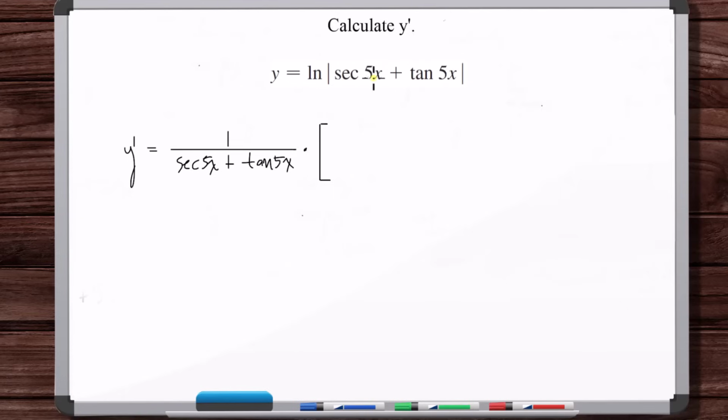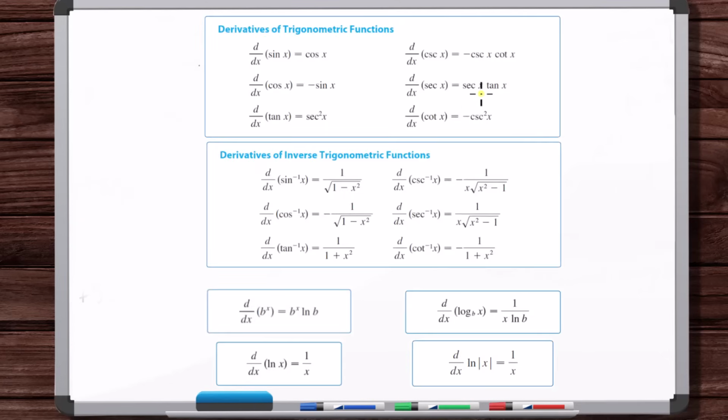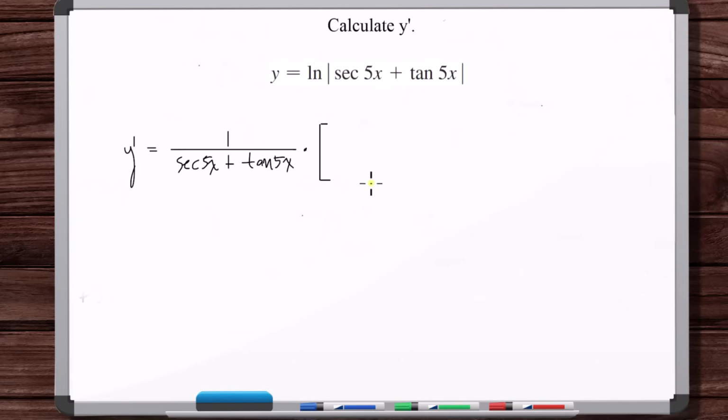So, okay, what is the derivative of secant 5x? Chain rule, what is the derivative of the secant of something? Secant of that something, tangent of that something, times the derivative of that something. Derivative of 5x is just 5. Let's put that here.